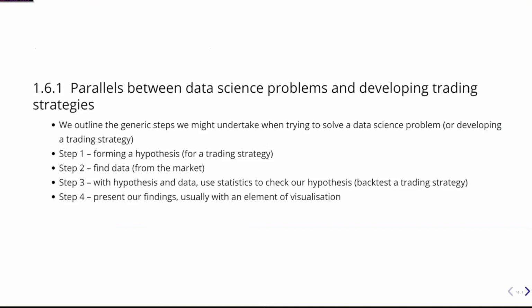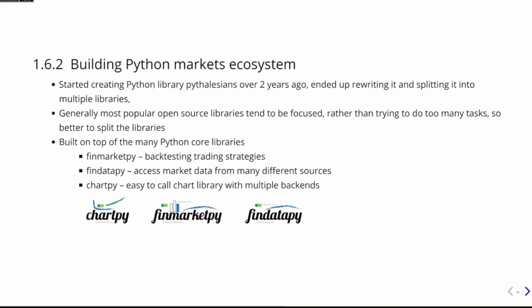So the first thing is we want to form a hypothesis, whether it's a data science problem or for a trading strategy. We then need to find the data. So typically for developing a trading strategy, this is often from the market, so market data, but it can also be alternative data sets. Then with a hypothesis and data, we use statistics to check our hypothesis. So this is basically backtesting a trading strategy. And then we want to present our findings, usually with a sort of element of visualization as well.